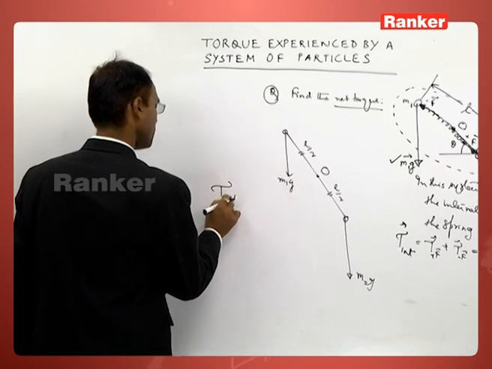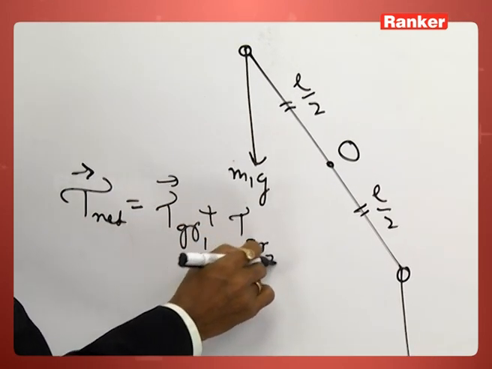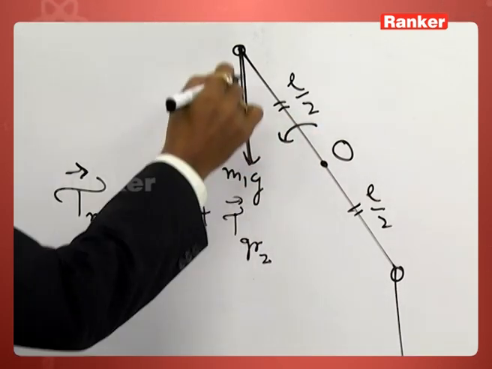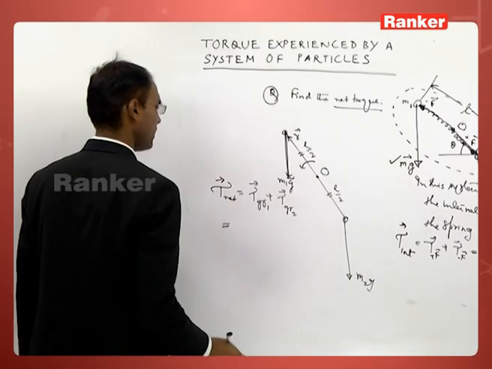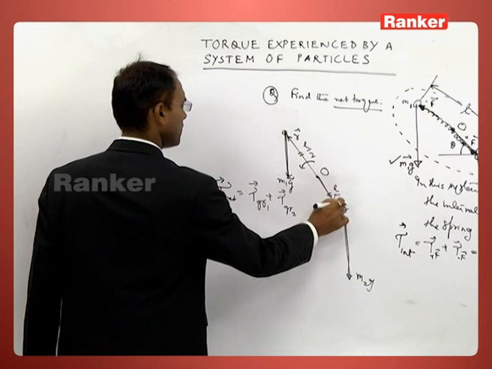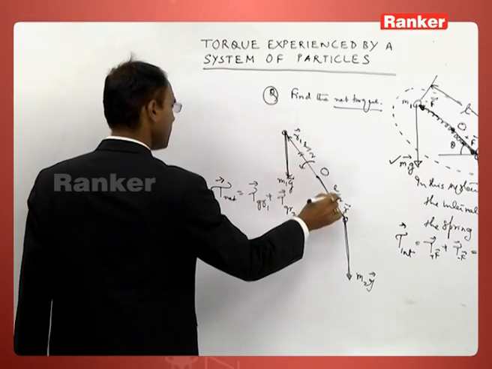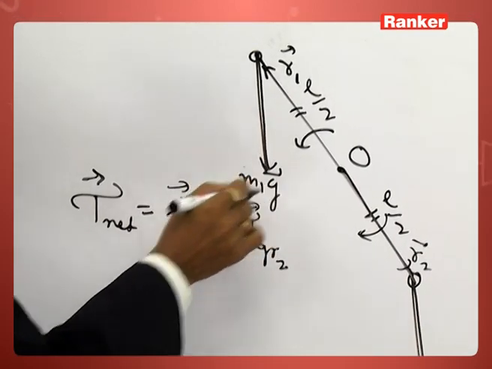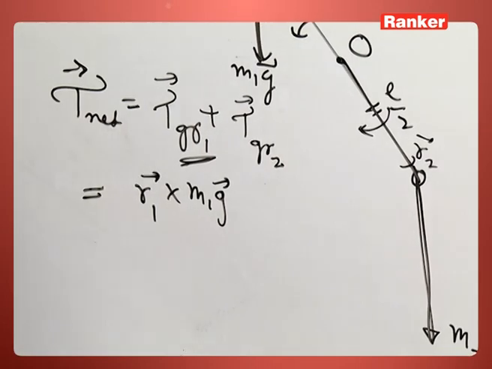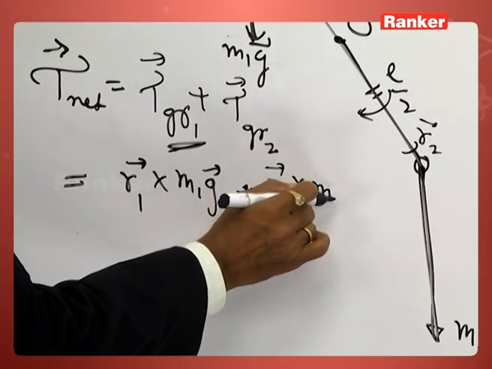The net torque is equal to torque due to the gravity. Don't consider the internal forces. This gravitational force will apply a torque about this point in this sense, r cross m1g vector. This gravitational force applies a torque about this point in the opposite sense, r cross m2g vector. So, you can call it r1, you can call it r2. Torque due to this gravity force about this point is equal to r1 vector cross m1g. Torque due to this gravity force about this point is equal to r2 vector cross m2g.